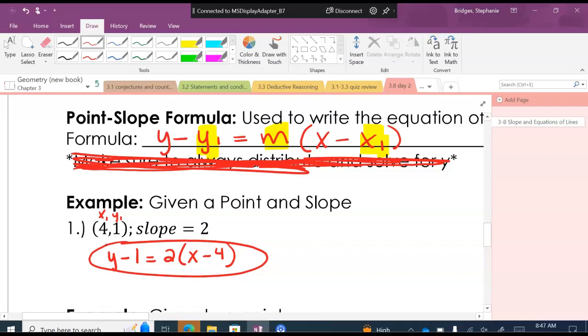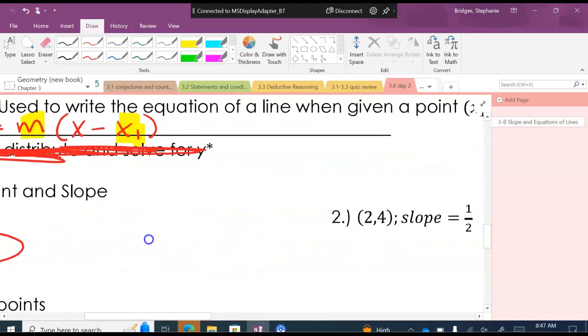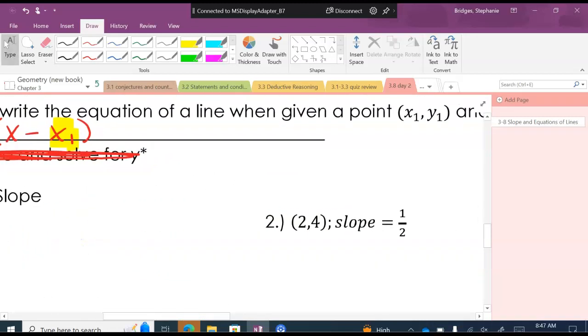So go ahead and try number 2 over there. Same concept. You have a slope and you have a point. So what I want you to do is write that equation using the formula y minus y1 equals m times x minus x1.